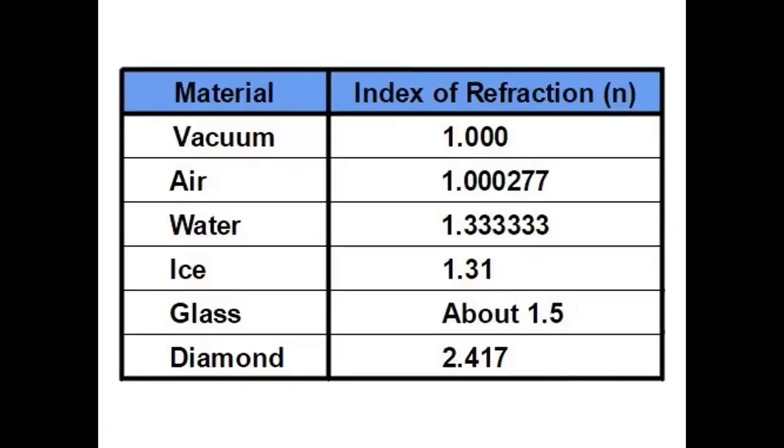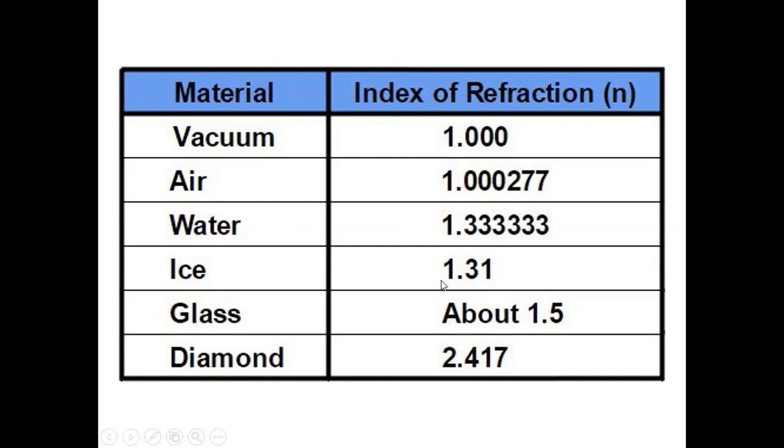So the refractive index depends on the material. For vacuum, it's about 1. And in air, it's 1.000277. So as you see, it's very close, right? So it's okay to say the index of refraction for air is 1. And for water, the refractive index is 1.33.